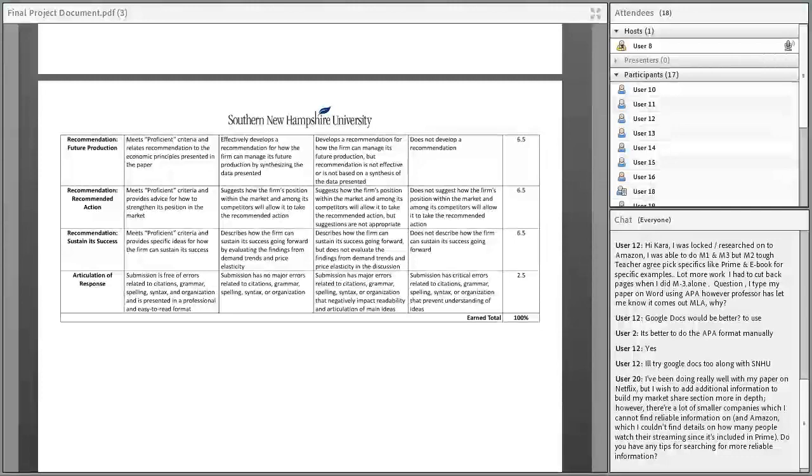and sources. Randy is asking, I've been doing really well with my paper on Netflix, but I wish to add additional information to build my market share section more in depth. However, there are a lot of smaller companies which I cannot find reliable information on, and Amazon, which I couldn't find details of how many people watch their streaming since it's included in Prime. Do you have any tips for searching?